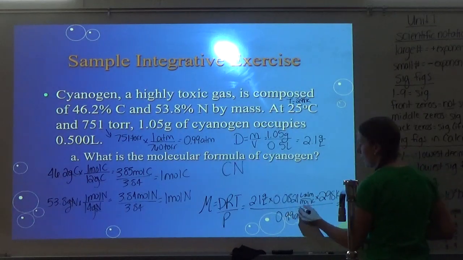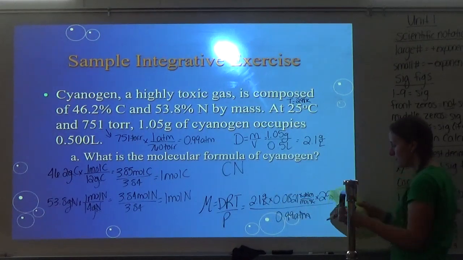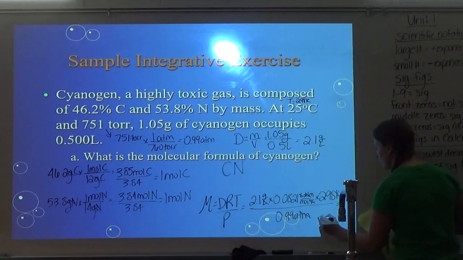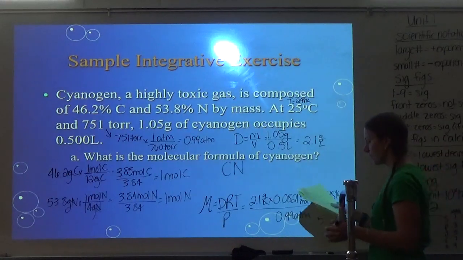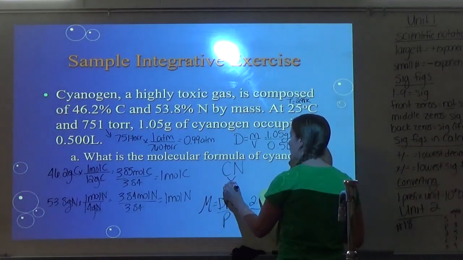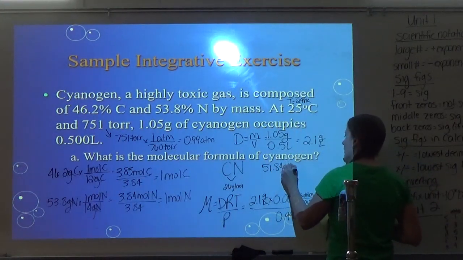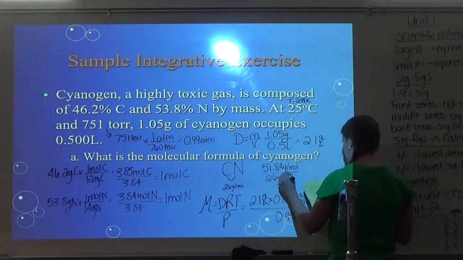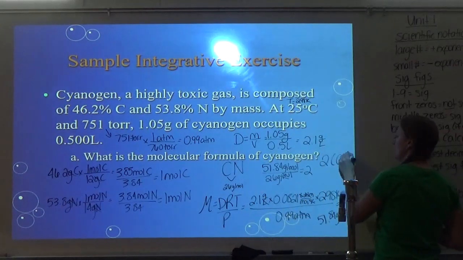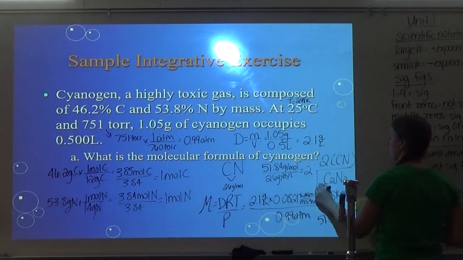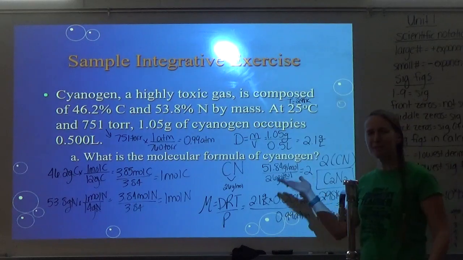So if you look, my ATM cancel, my Kelvin cancel, my liters cancel, and I'm left with grams per mole. So once I did that, I got 51.84 grams per mole. So this is my molar mass of my molecular formula. So I add this up real quick and I get about 26 grams per mole. So remember, all we do is our 51.84 divided by our 26, and you're practically going to get 2. So that means I'll multiply this formula by 2. So it becomes C2N2. Whew, that was a long problem for just part A, golly. But it was super awesome though.